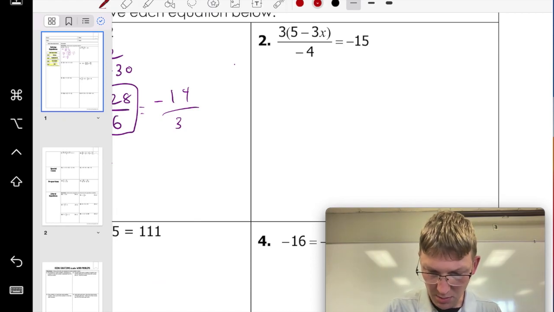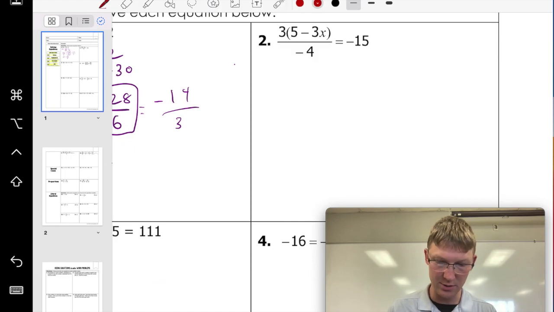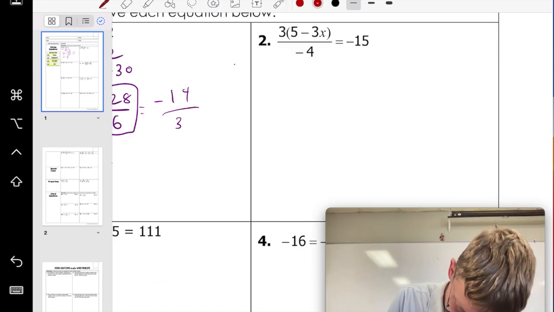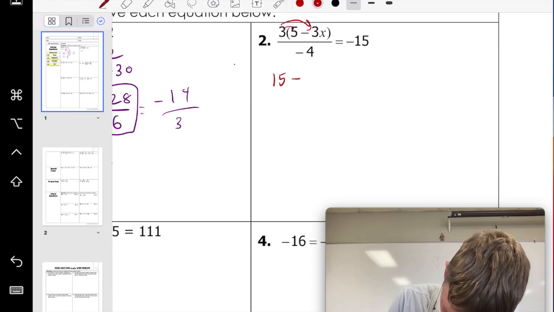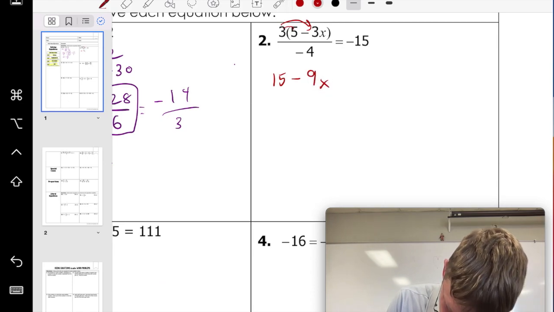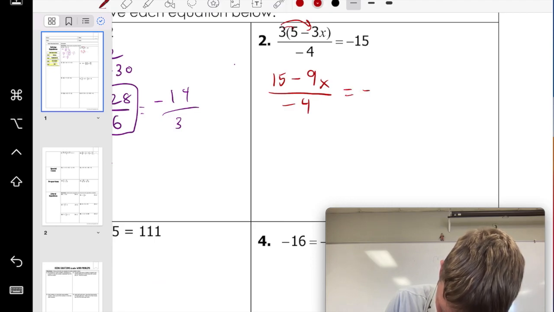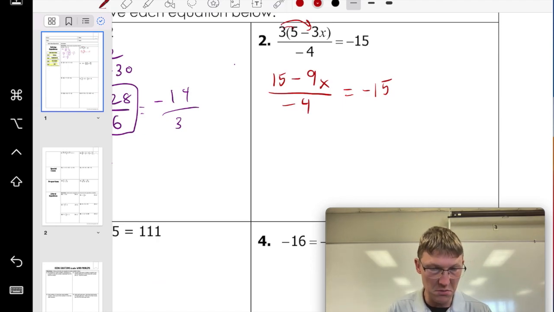All right, so here we are on number 2. Looks like we've got some distributing to do. So remember, our first step is to distribute. So that means we've got (15 - 9x) all over negative 4 equals negative 15. Okay, simplify each side. Done.